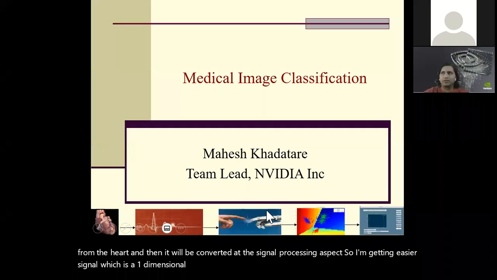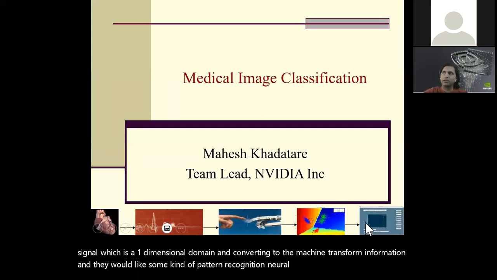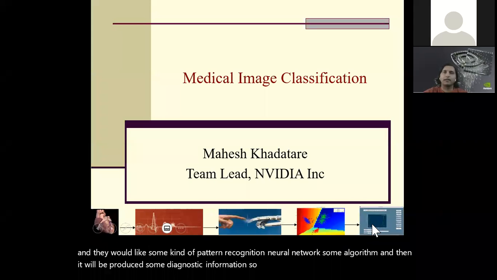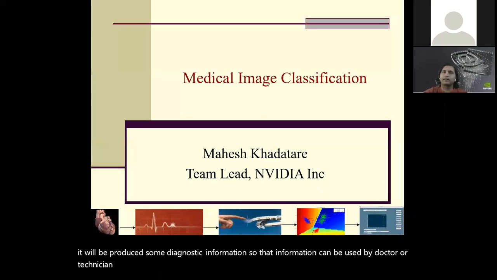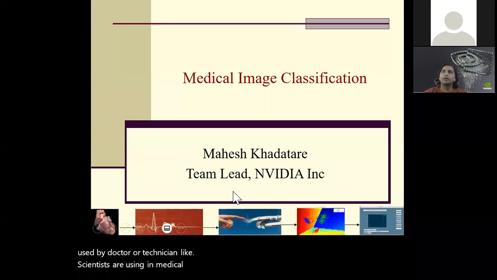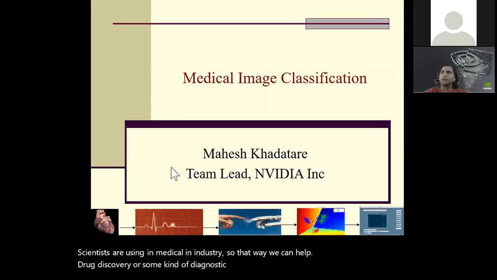Into the machine transform information, and there is some kind of pattern recognition, neural network, some algorithm, and then it will produce some diagnostic information. So that information can be used by a doctor or technician, like scientists in the medical industry. That way we can help drug discovery or provide diagnostic information used by the doctor. So this is a general block diagram.